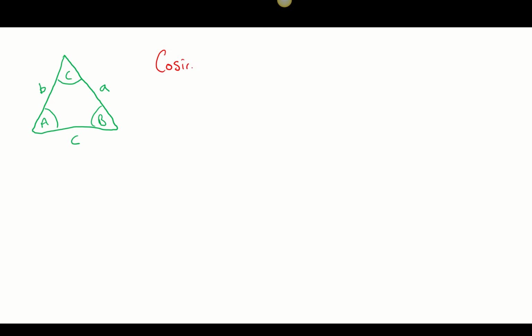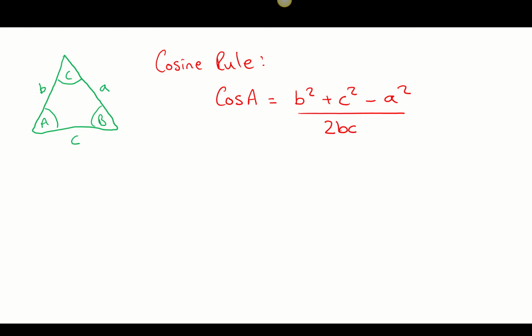So, the cosine rule. What that will tell us is that if we take the cosine of any of the angles, so let's say the cosine of A, it will equal side B squared plus the side C squared minus the side A squared, all divided by 2BC. So what is that telling us? Well, it's telling us we can get an angle through a combination of the sides.